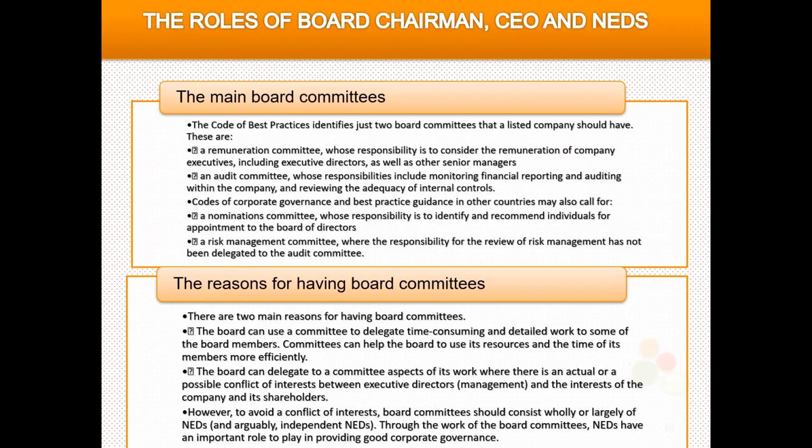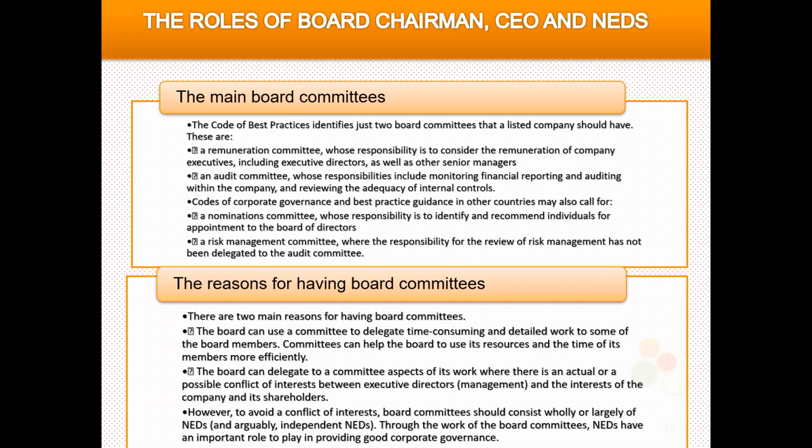Okay. The main board committees. The code of best practice identifies just 2 board committees that a listed company should have. These are a remuneration committee. So this is what the code of best practice is saying. There should be a remuneration committee. Remuneration is about salaries and compensation. Its responsibility is to consider the remuneration of company executives, including executive directors, as well as other senior managers. So they determine how much these people will be paid.